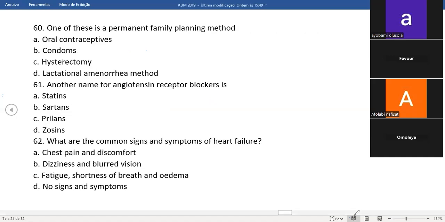60. One of these is a permanent family planning method. C, hysterectomy. Another name for angiotensin receptor blockers is... Sartans. B. Statins.